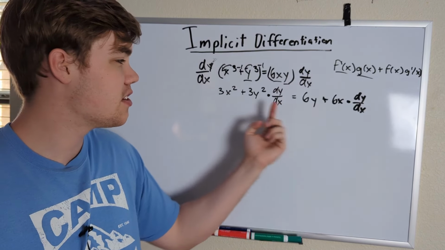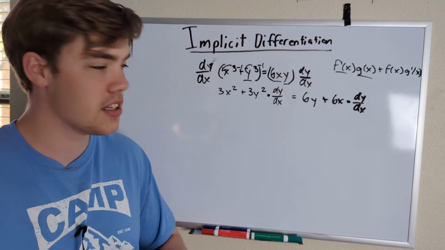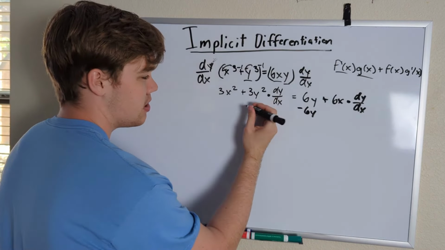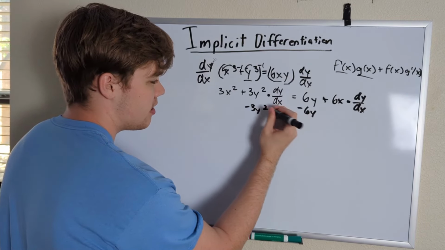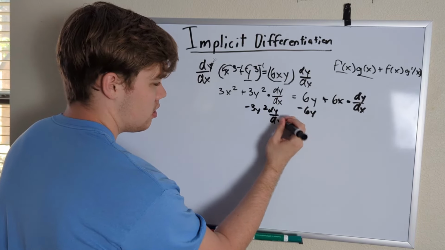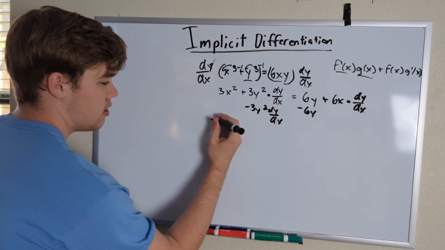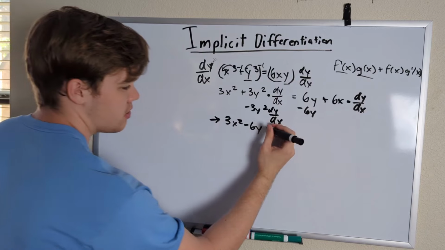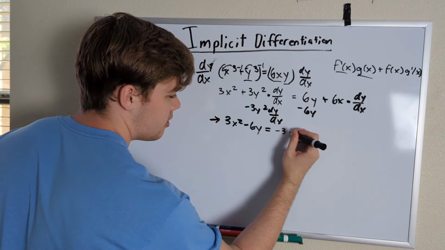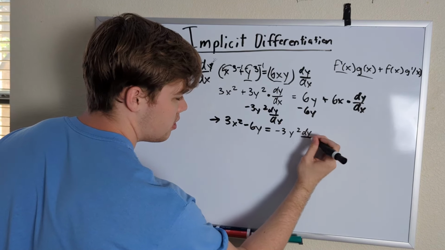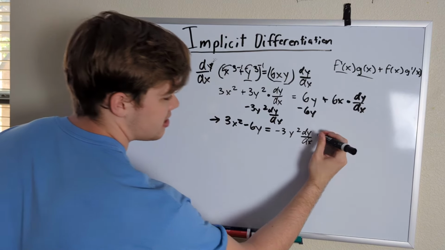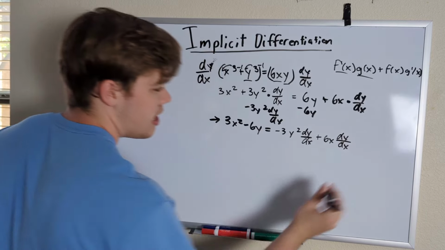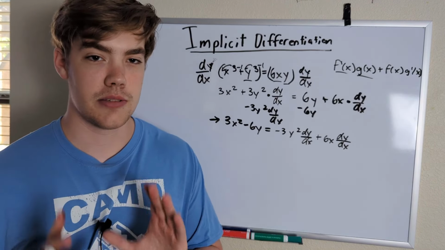Once again, we just need to isolate for dy/dx. So let's take the two terms that have dy/dx in them and put them on the same side. First let's subtract 6y, and in order to isolate for dy/dx, we're going to subtract 3y squared dy/dx. So this problem now turns into 3x squared minus 6y is equal to negative 3y squared dy/dx plus 6x dy/dx. And now we have the variables isolated on their respective sides.